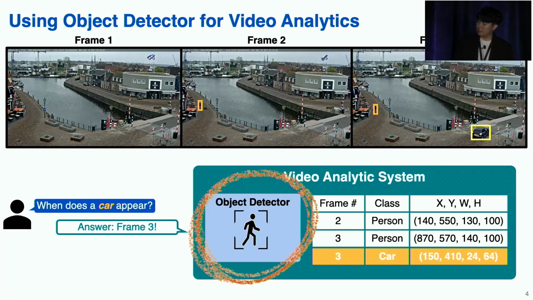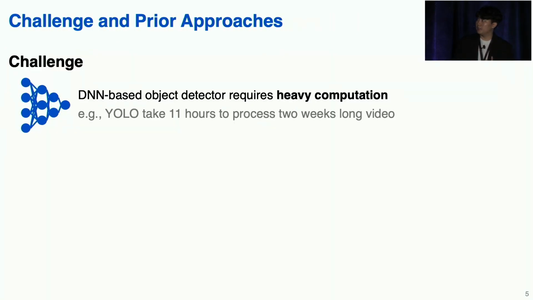And once it's done running the object detector, it can process this result to answer the query. So as you see here, this object detector is working as a major component in the system, but at the same time, it imposes a significant challenge. The challenge is that DNN-based object detectors require heavy computation. YOLO, for example, would run for about 11 hours to process a 2-week-long video.